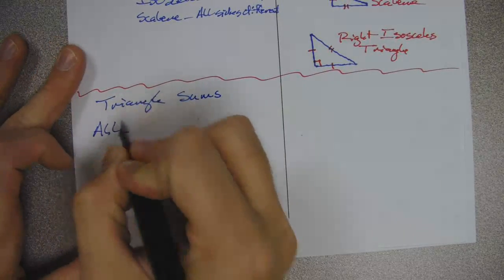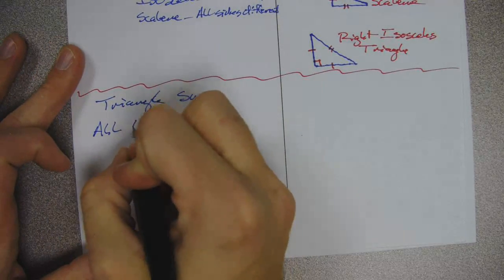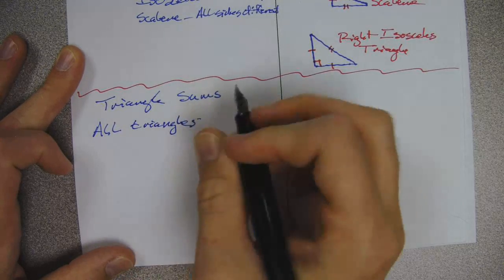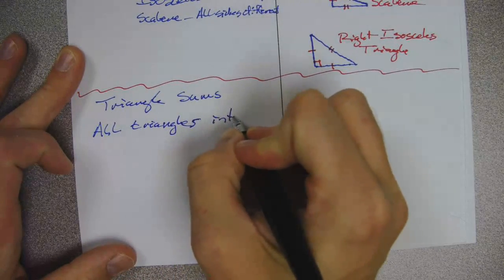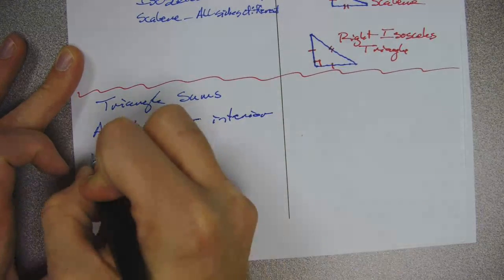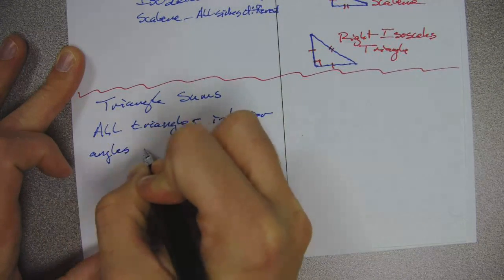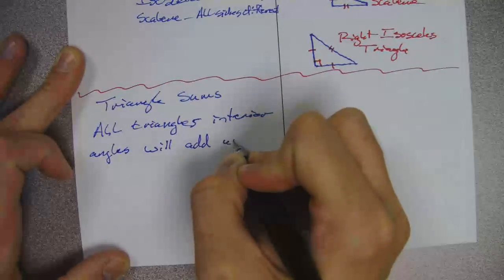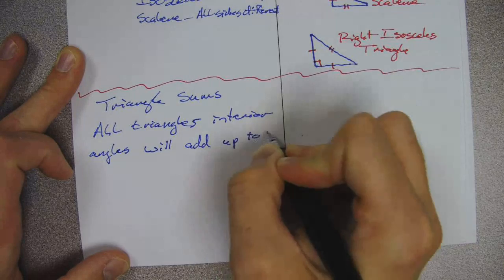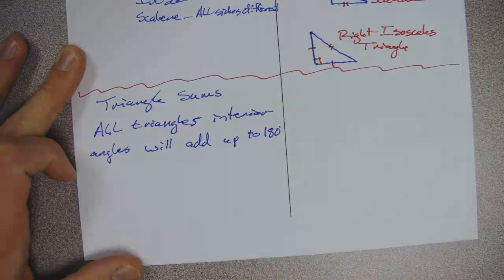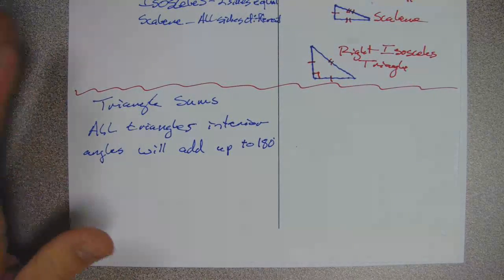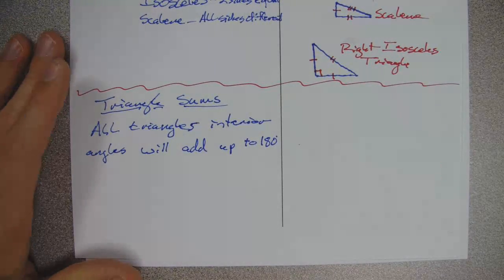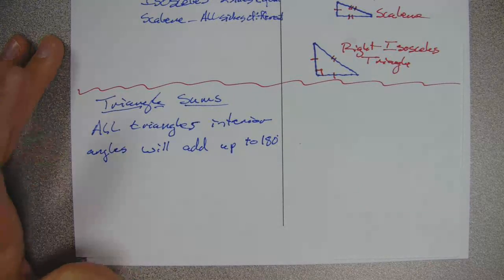All triangles' interior angles will add up to 180 degrees every single time. Okay, and we call this idea the triangle sums theorem in a geometry sense, but we'll just call it triangle sums for our class. So here's what I mean.